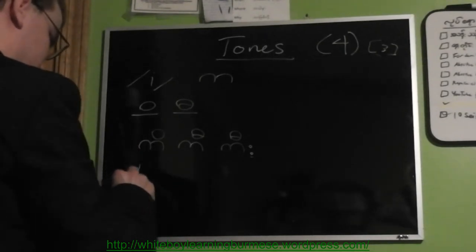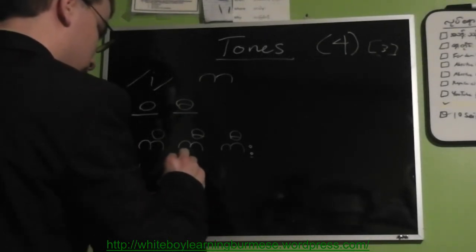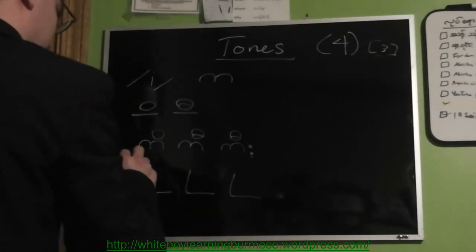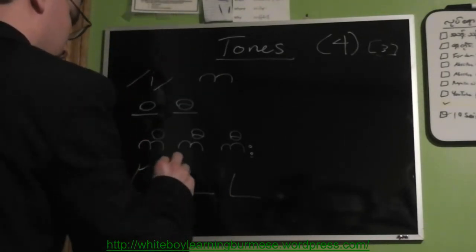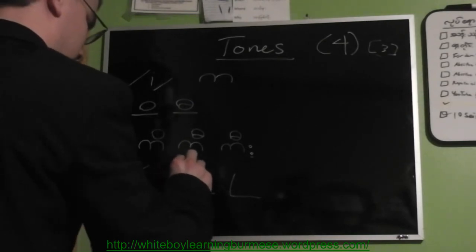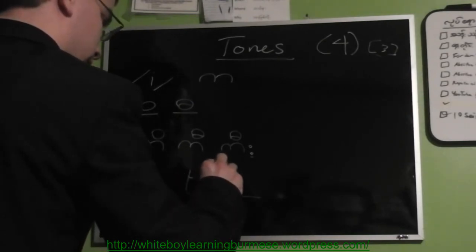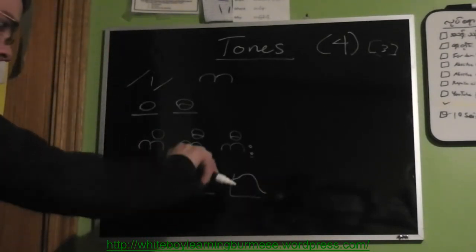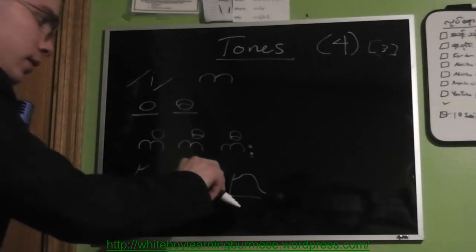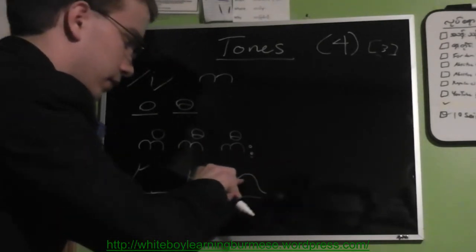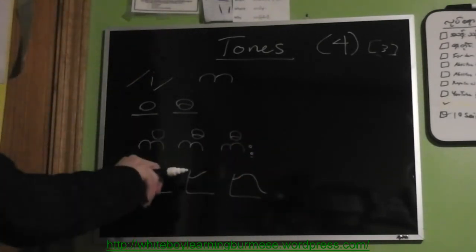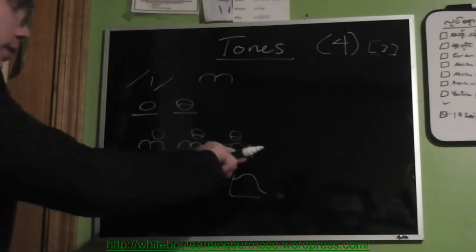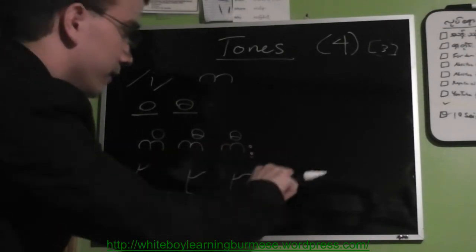Let's draw a graph to show kind of how the tones are. So this one. It's kind of short. Ki. Ki. Ki, ki, ki.